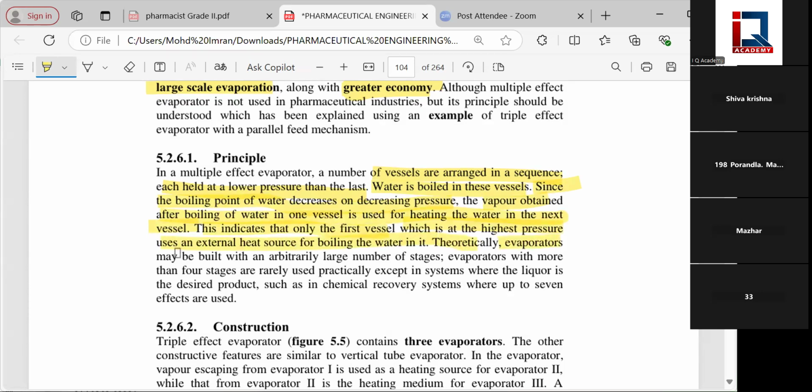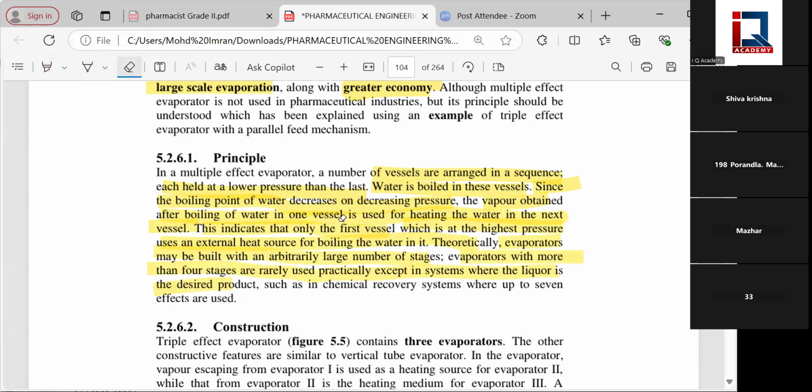Theoretically, evaporators may be built with an arbitrarily large number of stages. Evaporators with more than 4 stages are rarely used, particularly except in systems where the liquid is the desired product. So it is important. Okay.